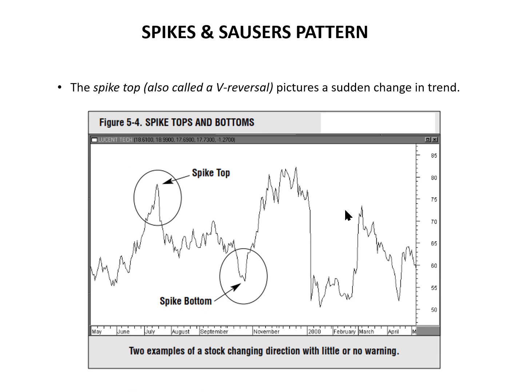Then spikes and saucers pattern. The spike top, also called V reversal, pictures a sudden change in the trend. Earlier the stock was in an uptrend and suddenly there is a V-type shape. Similarly here, this is a reversal, the spike bottom.